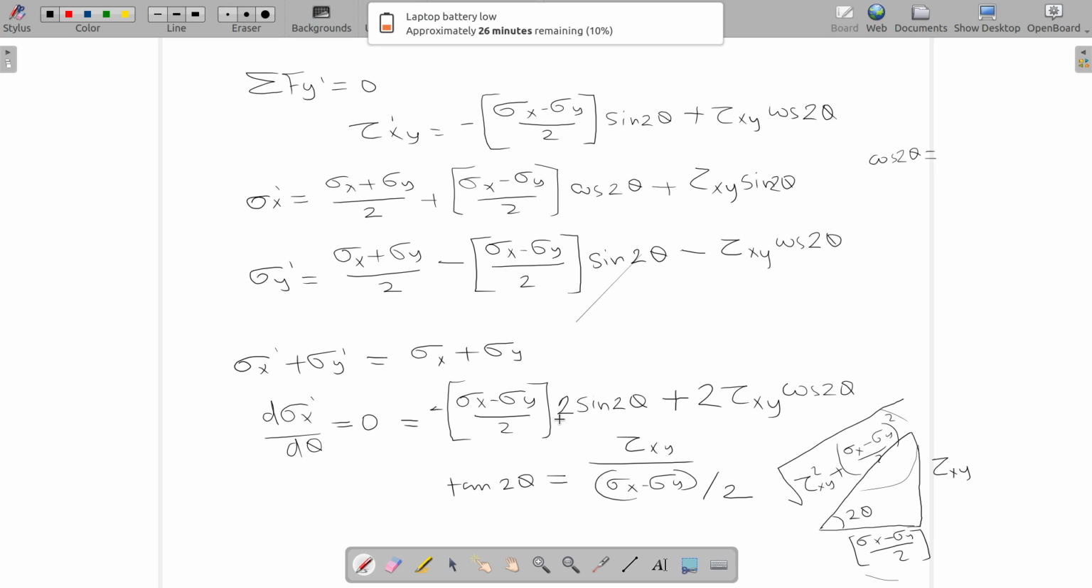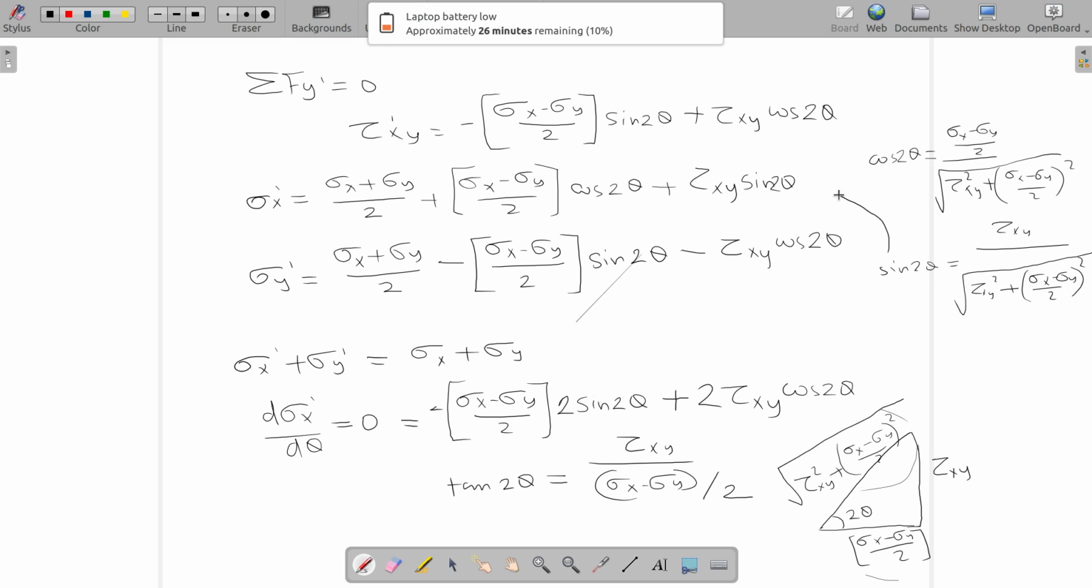I'll just write down these angles. The cos 2 theta will be sigma x minus sigma y by 2 divided by the square root of tau xy square plus sigma x minus sigma y by 2 whole square. Sin 2 theta will be tau xy divided by this term.